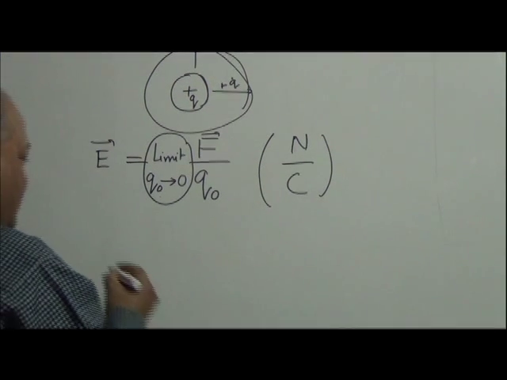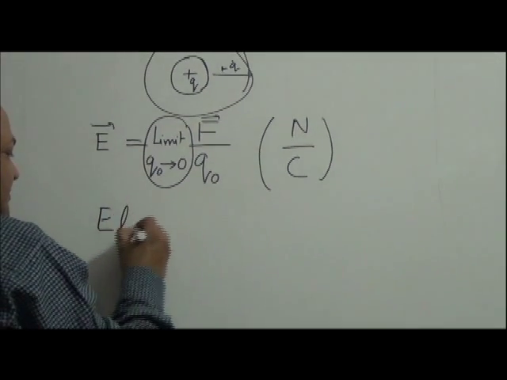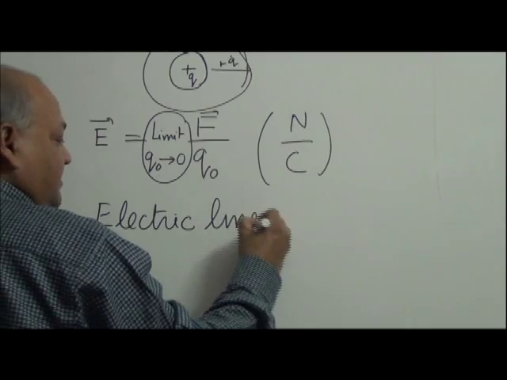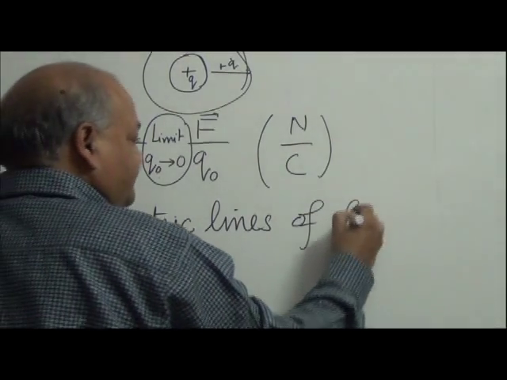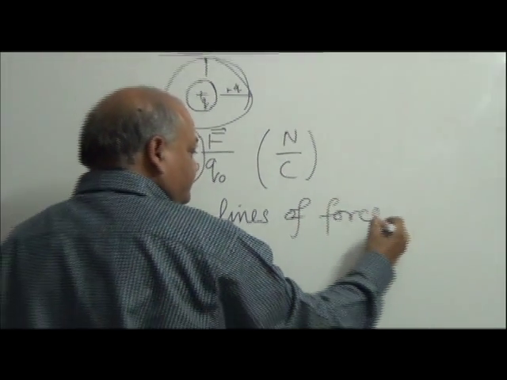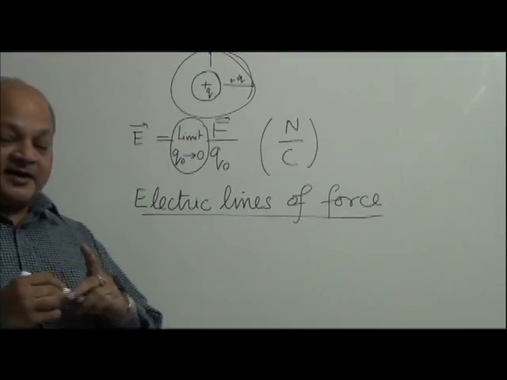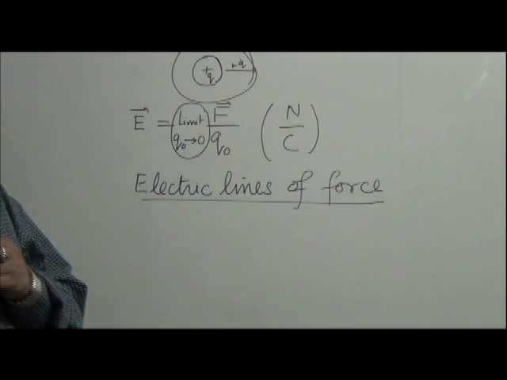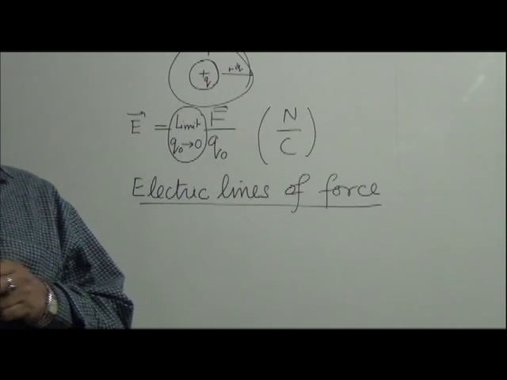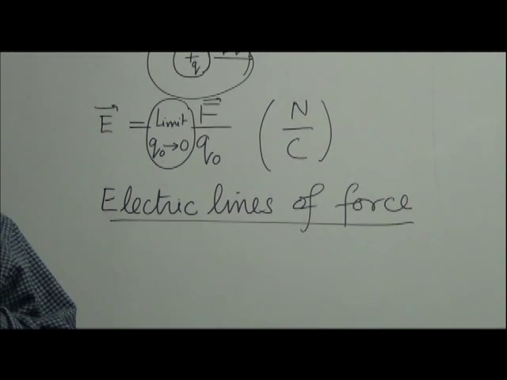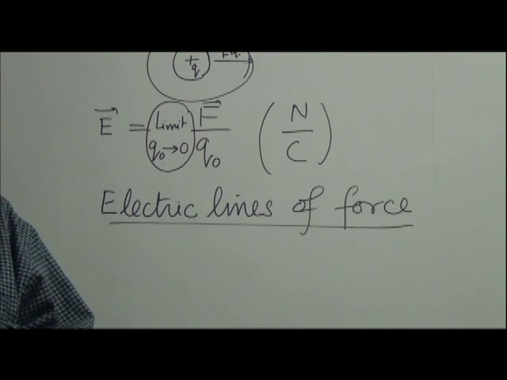Now, electric lines of force. This is another geometrical concept. Geometrically, we can draw certain lines around a point charge which actually shows the region in which electric field due to a point charge or system of point charge is in existence.